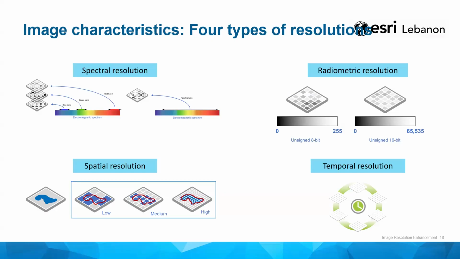And the final resolution that we have is the temporal resolution, which is how often we get a new image. For example, a sensor with a 5-day revisit gives you a fresh look at the same place every 5 days. Okay, and the enhancement I'm going to be showing you today focuses on the two that matter most, which are the spatial and spectral resolution.